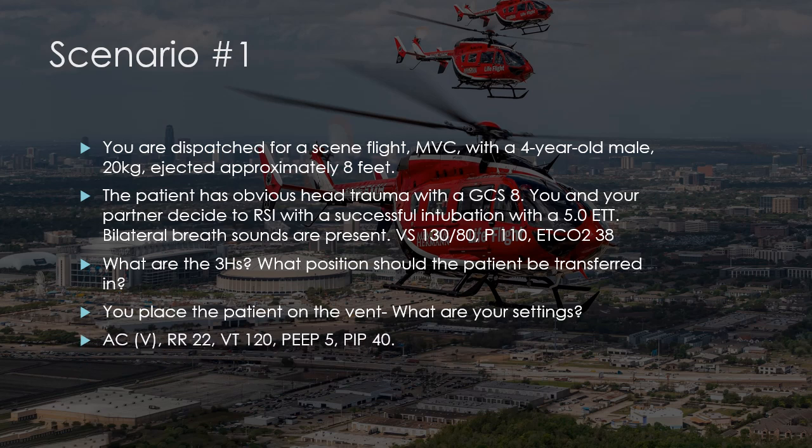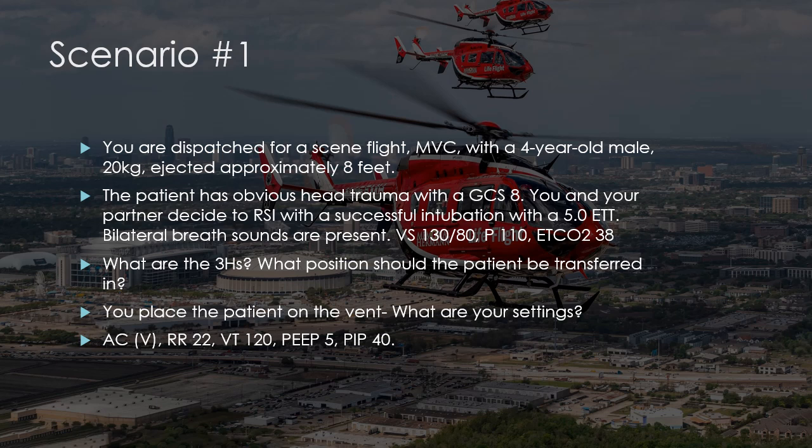All right, so I put this patient in volume mode. I set the rate at 22. I put the volume at 120. My PEEP is 5, but I'm getting a high pressure alarm right now. My PIP is 40. So anytime we get a high pressure alarm, we talked about stopping and running through DOPE, okay?